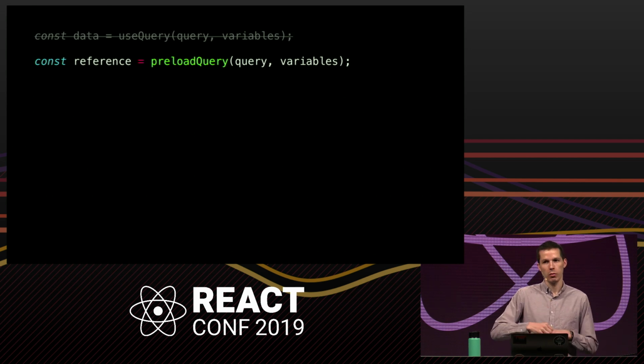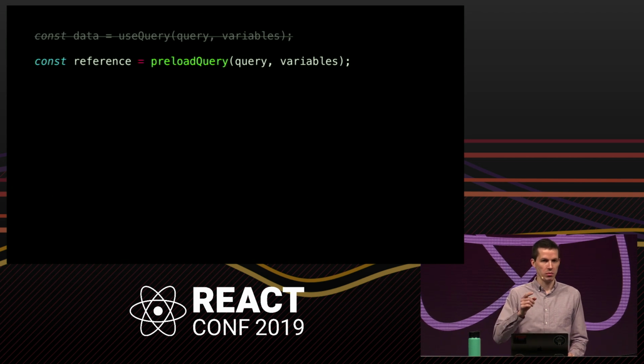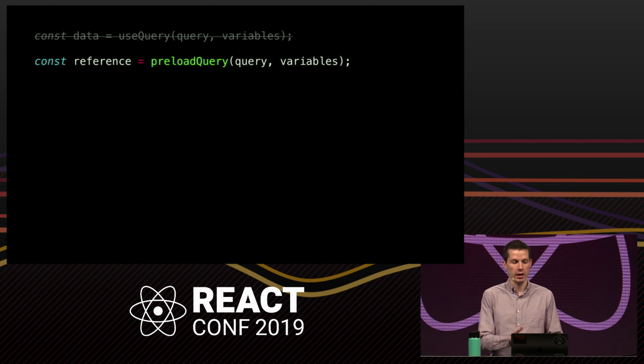So if a user clicks on a link and we're going to navigate to a page, that event handler where we handle the click, that's where we want to start preloading the query. If we hover over something that will open up a tooltip, it's that same hover event that triggers showing the tooltip. That's where we want to call preloadQuery to get the data for the tooltip.